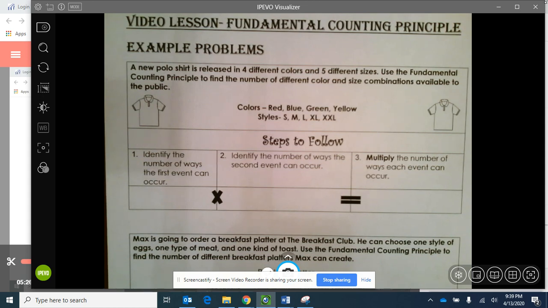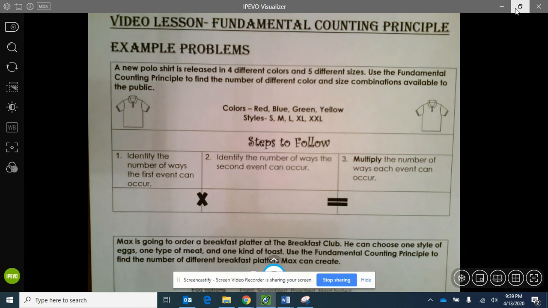Hi everyone. So in the last video, we talked about tree diagrams and how they can be really helpful when we're trying to figure out the number of total outcomes in a probability question. We're also going to talk about the fundamental counting principle today. Now, the fundamental counting principle is typically used when you have a lot of options and it'd be really hard to draw a tree diagram.